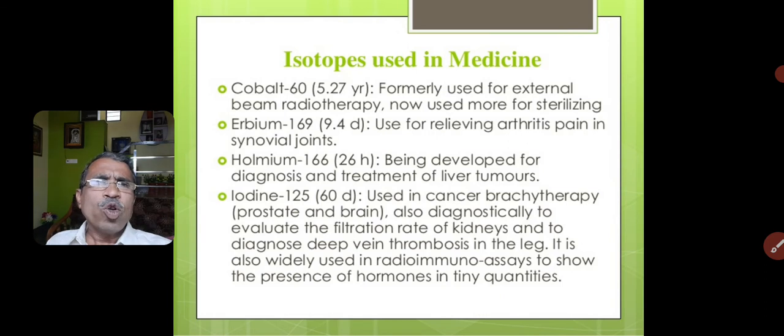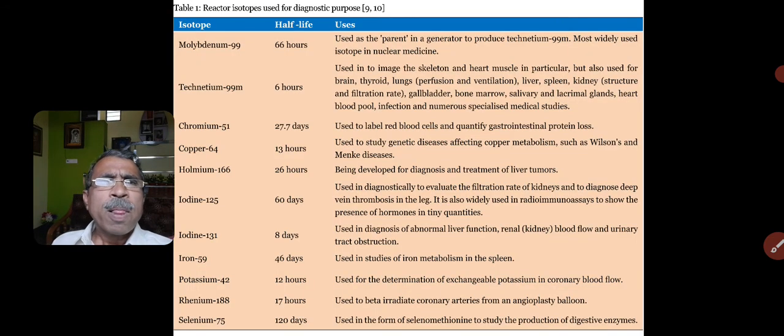In this slide, isotopes used in medicines. Cobalt-60 is used for external beam radiotherapy, now used more for sterilizing purposes. Erbium-169 is used for relieving arthritic pain in synovial joints. Iodine-125 is used in cancer brachytherapy and also many other things. This table once again shows the various isotopes, their half-life periods and the uses of these isotopes.